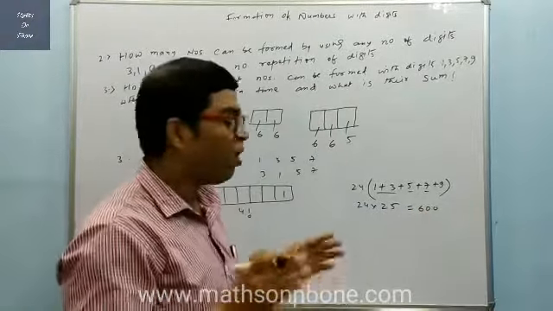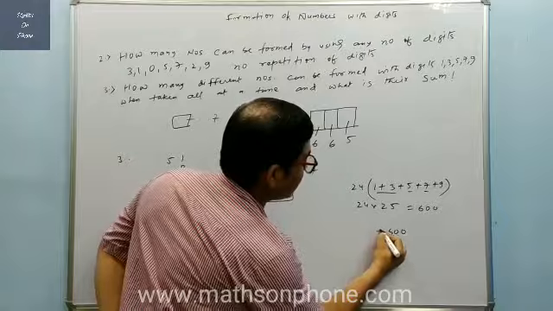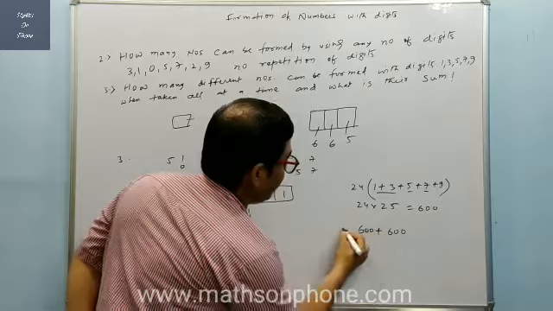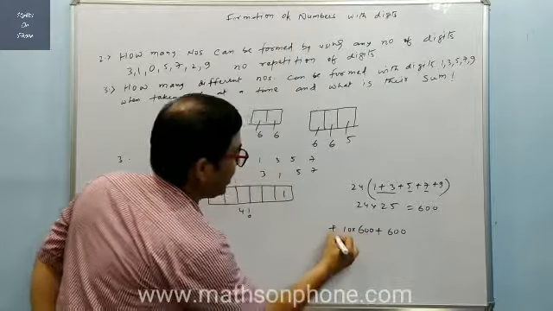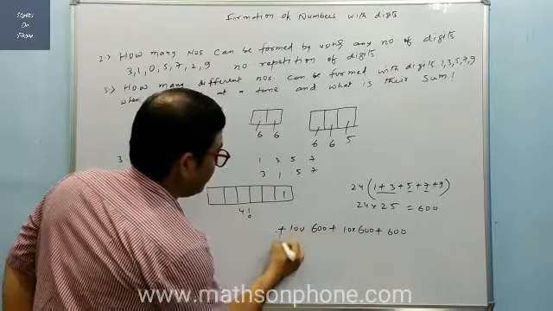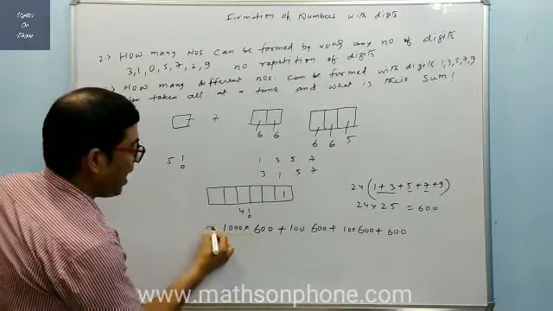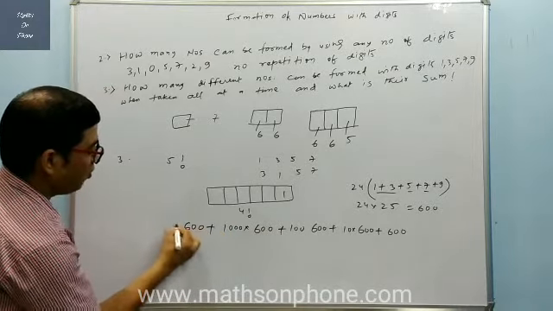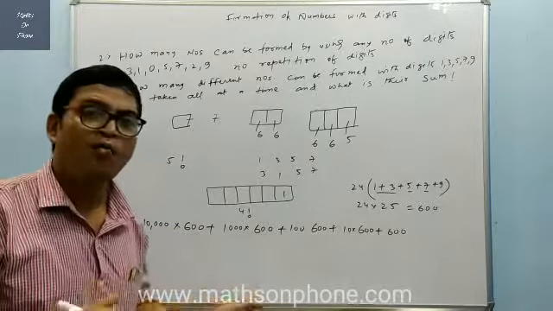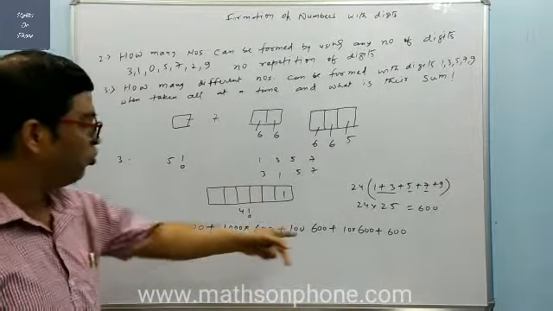So the sum of all digits at unit place is 600. Same way, the sum of all the digits at tens place will be 600 into 10, then at hundreds place it will be 600 into 100, this will be 600 into 1000, and 600 into 10,000. So we can find the sum of all the numbers taken together, and this is coming out to be like this.